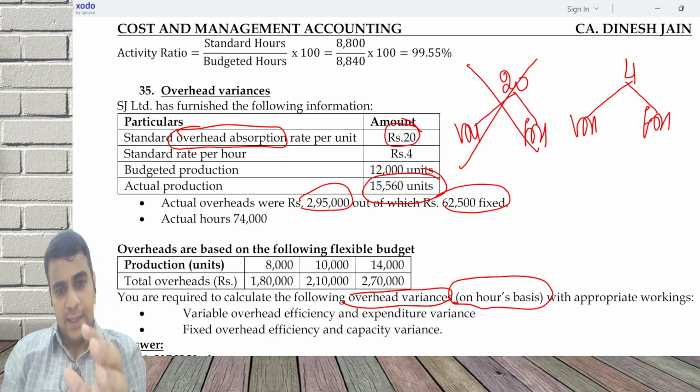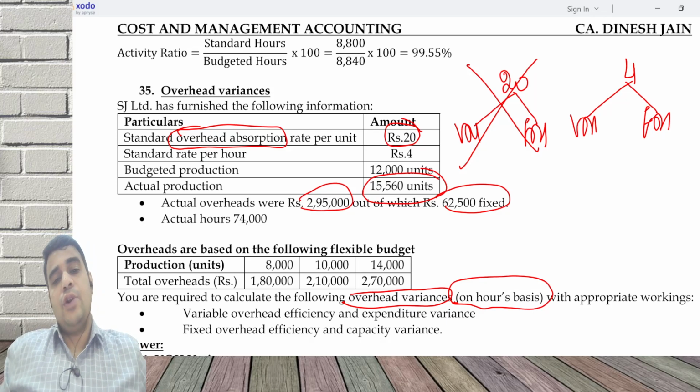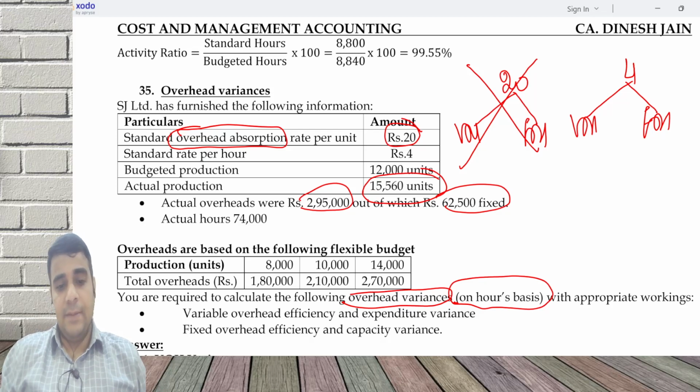The question specifically says do it on the basis of hours, so I'll have to calculate standard time. Any idea what is the standard equation in this question? How many units is equal to how many hours? It's given in a hidden manner. Try it. I'll explain in a minute or two if you cannot get it.